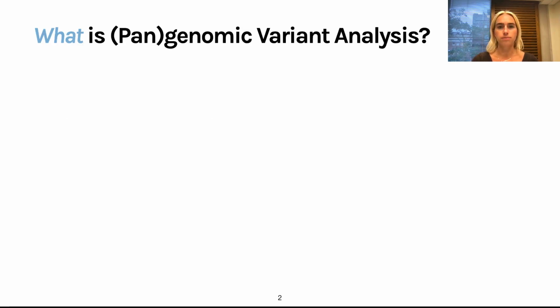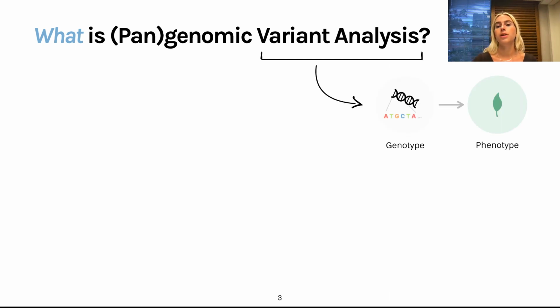Before we talk about the design, let's explain what variant analysis is and how it's done with pangenomes. Understanding an organism's DNA sequence makeup or genotype and how it links to detectable characteristics or phenotype is important in many biological domains, such as human medicine, microbiology, virology, and plant breeding.